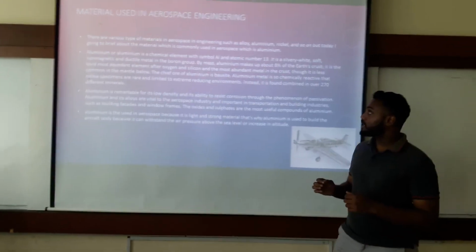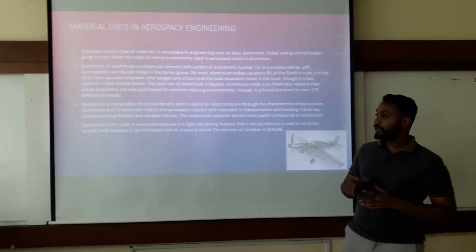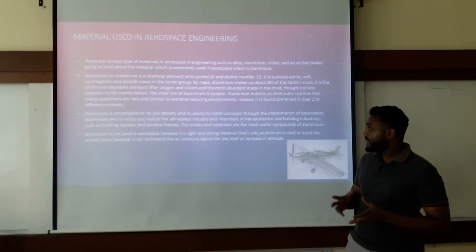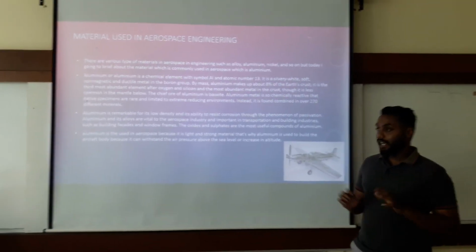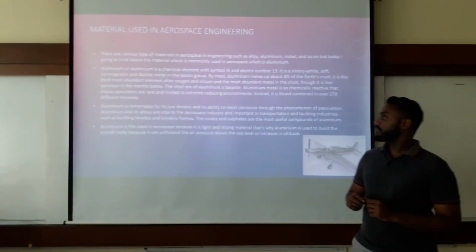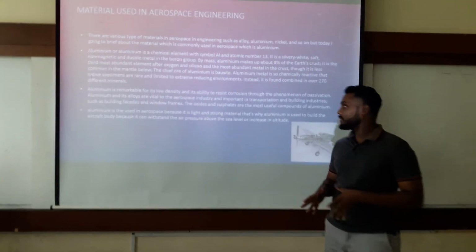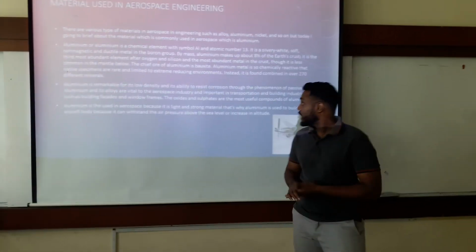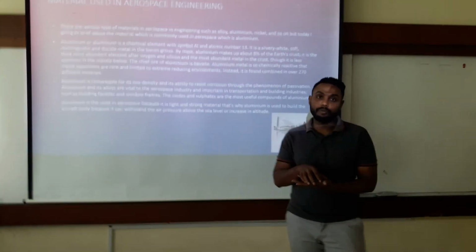Aluminium is a chemical element with the symbol Al and an atomic number of 13. It is in the boron group, and by mass aluminium makes up 8% of the Earth's crust, making it the third most abundant element on Earth. Aluminium metal is so chemically reactive that native specimens are rare and limited to extreme reducing environments. Instead, it is found combined in over 270 different minerals.